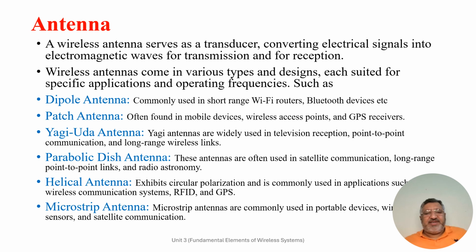Patch antenna is a flat planar antenna, which is highly regarded as a radiating element printed on a substrate. It is often found in mobile devices, wireless access points, and GPS receivers. Patch antenna offers a compact form factor and directional radiation pattern.